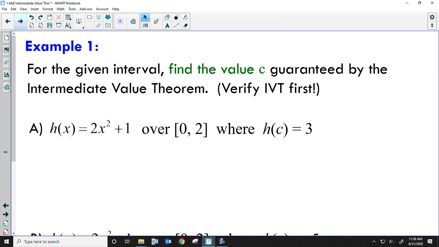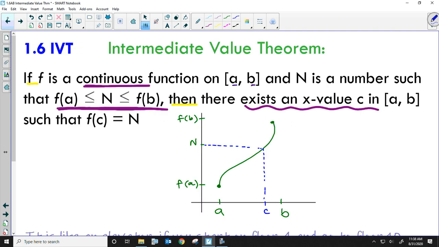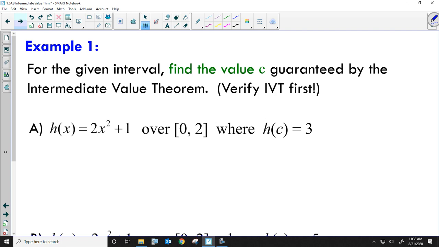For the given interval, find the value c that's guaranteed by the intermediate value theorem. But before we actually do that, we need to verify that the intermediate value theorem is going to guarantee this c value first. Okay, so those conditions, we need to make sure that our function is continuous. Take a look at h of x equals 2x squared plus 1. That's just a parabola. Yes, that's continuous. So I'm just going to do just a little, it's not formal. It never says justify or prove or anything like that. I'm just verifying that I can use IVT before I actually find what they're asking.